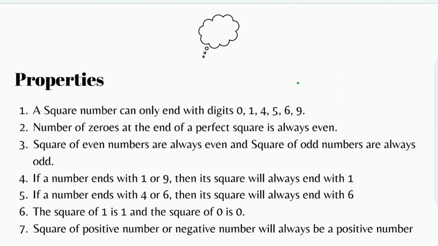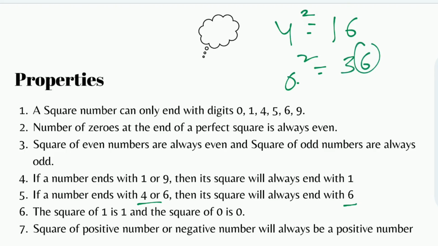If my number ends in 4 or 6, the square will end in 6. You can take any example if you want. We have 4 square, 16. We have 6 square, 36. Last digit, 6 and 6. Hence, every time if we use any number, the square will have the same unit digit.